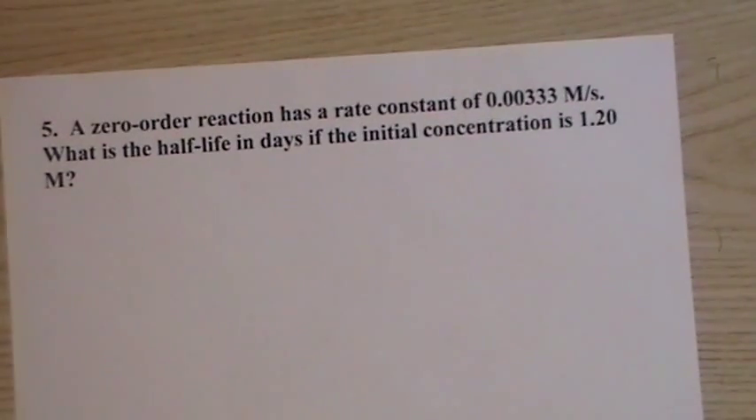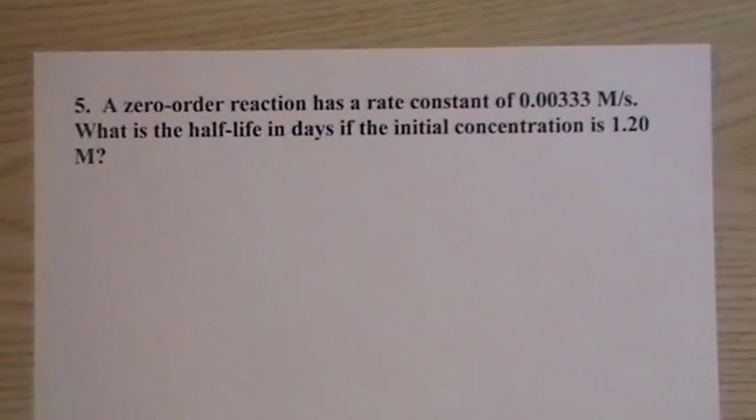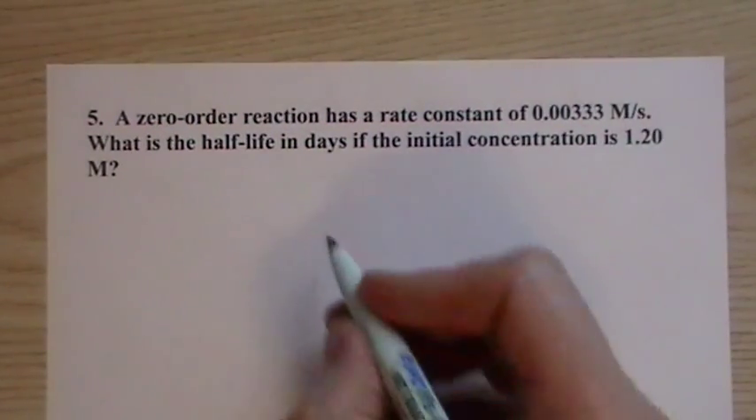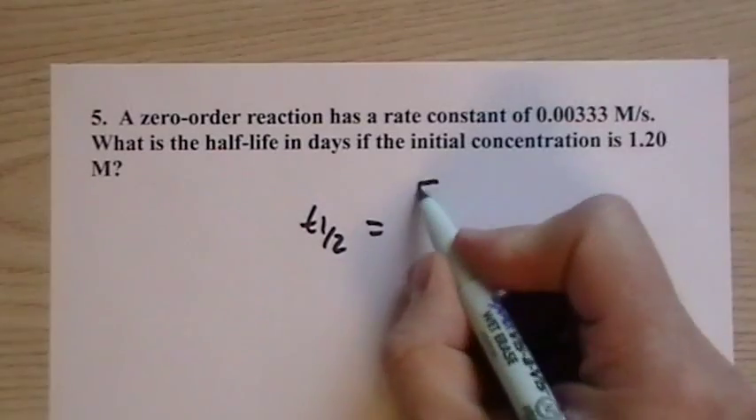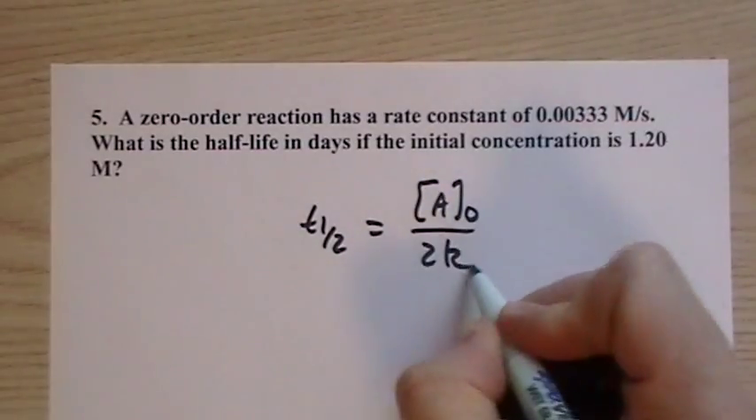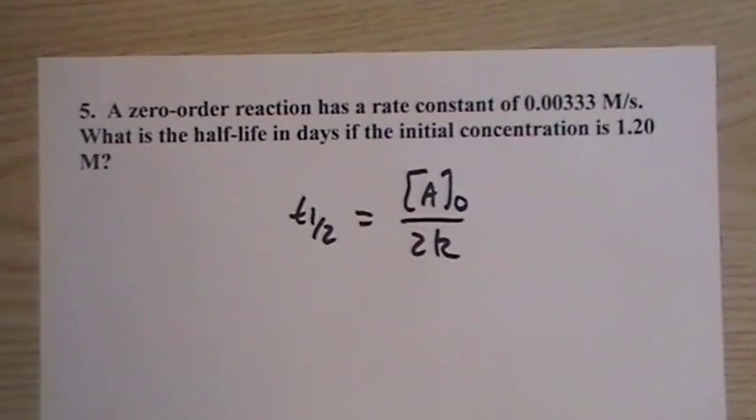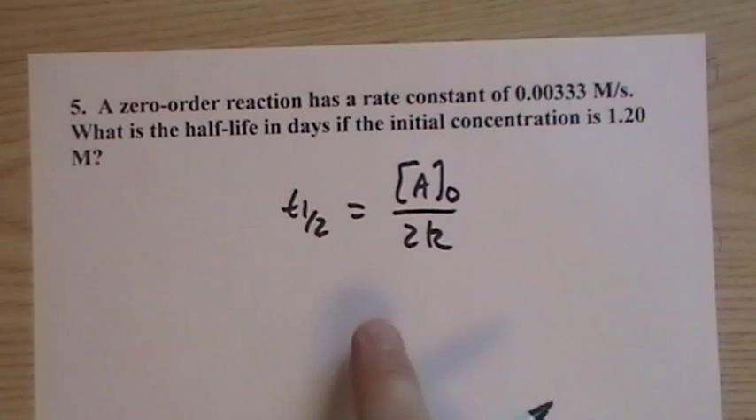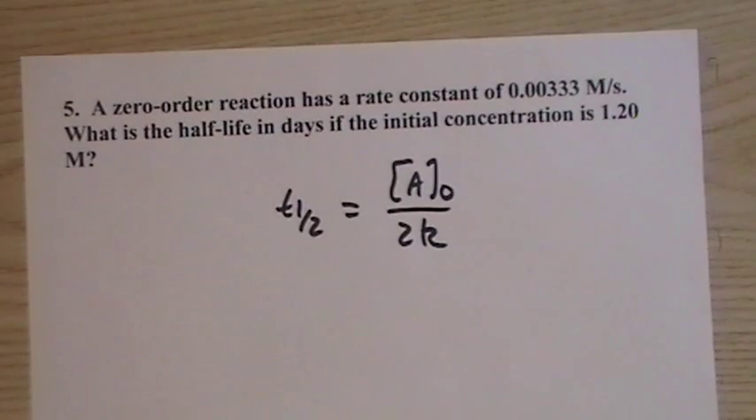All right, let's try another one here. See, these half-life problems are pretty quick because they're very short equations. There's only a couple of things that we have to deal with. Zeroth order. So this is the half-life for zeroth order. It's the concentration over 2K. So we need to know that equation. A zero order reaction has a rate constant that is 0.00333 molars per second. Same units as for the integrated rate law, and that's because this is taken as a version of the integrated rate law, so same units. What is the half-life in days if the initial concentration is 1.20 molar?